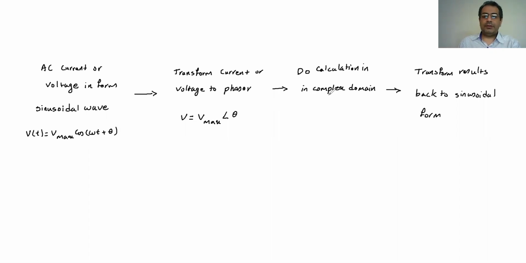After we are done and we get to the final result, we convert back all the results to the sinusoidal form, or basically we convert them from the complex form to the time dependent form. This is how we are going to do the majority of the work that we are going to do here in this chapter.